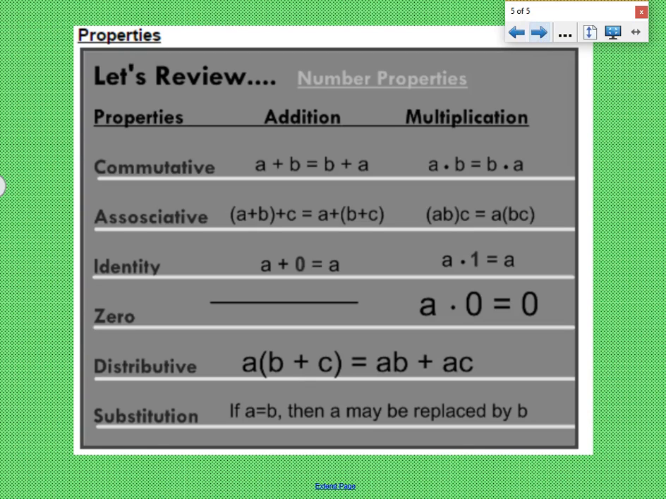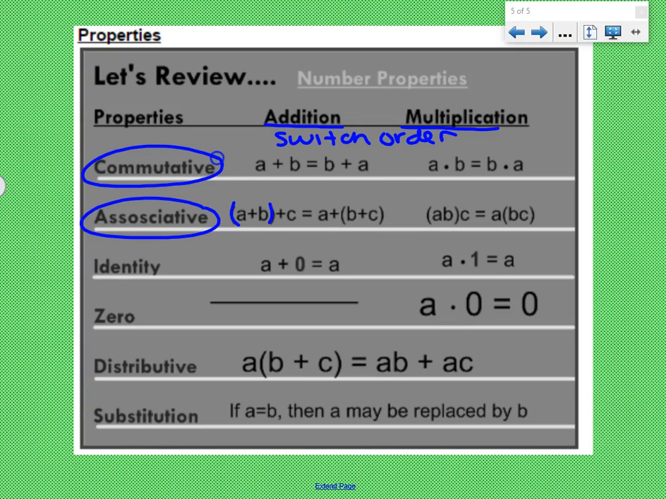Lastly, properties. Now I apologize, it did not print very well, but this is just a reference sheet for you to use in class when we review. Commutative property means you can switch the order, but it only works for addition and multiplication. Associative property means you change the groups. Identity means you either add 0 or multiply by 1.